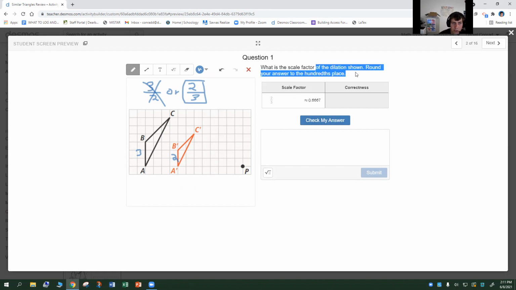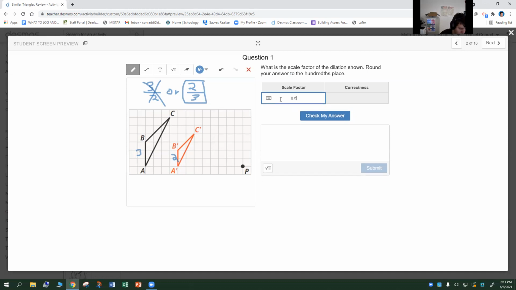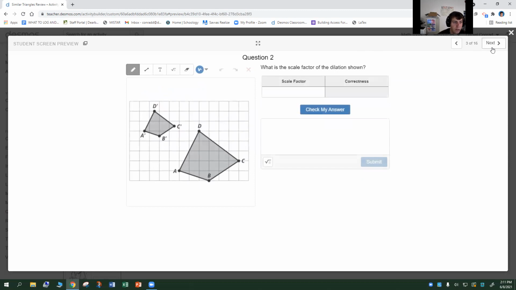Okay, round to the nearest hundredths place. So that's 2 decimals. So let's do 0.67. And that's going to give us our right answer. Got scared there for a second, but I didn't read the directions. Right, round to the nearest hundredths place. Right, scale factor here.